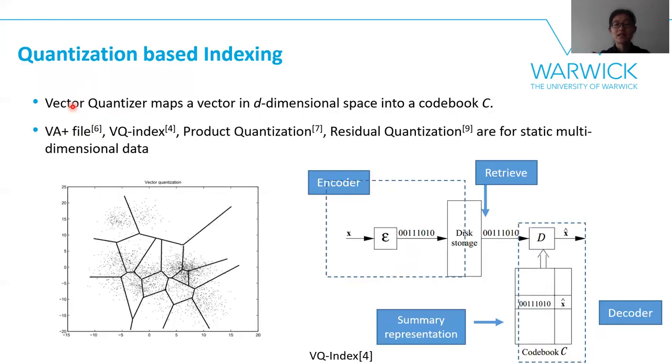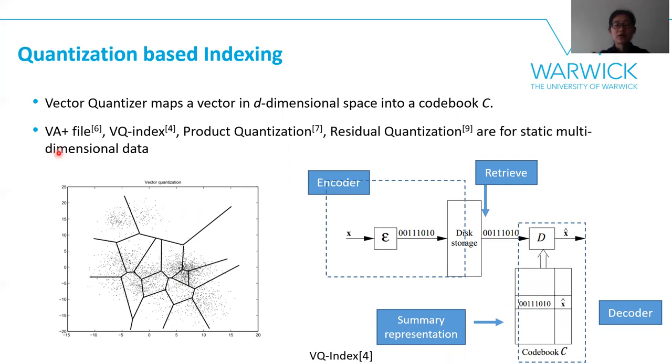Vector quantization is another type of quantization method. It maps vectors in the multi-dimensional space into a codebook. The left figure is an example of a simple vector quantization. It divides the vectors into groups. Each vector in a group is represented by the group's centroid. This is used to generate a binary code for the vectors. The query is run on the codebook, and the reconstructed result can be generated from the summary.